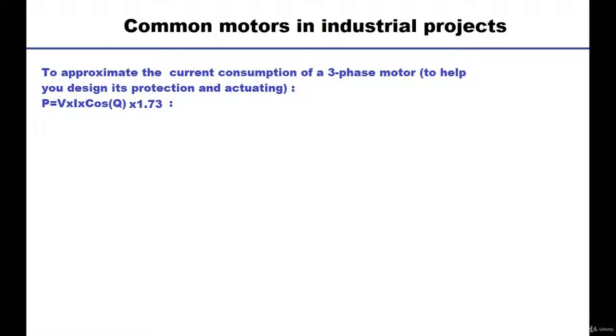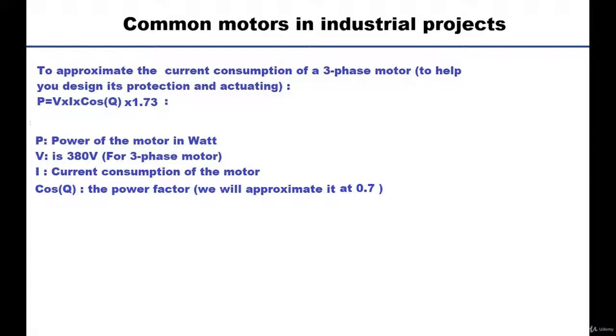First, we need to know what the power consumption of a three-phase motor is. The relationship is given as: we multiply the voltage by the current by cosine theta times 1.73. While we are designing, usually the current is the unknown parameter that we need to calculate. And the voltage here could be 380 volts, it could be 220 volts. You need to check the power rating for three-phase of that motor.